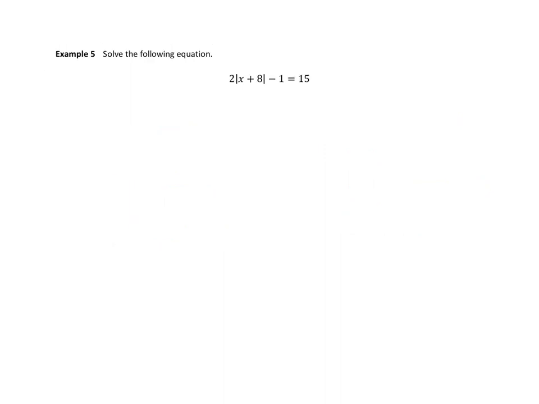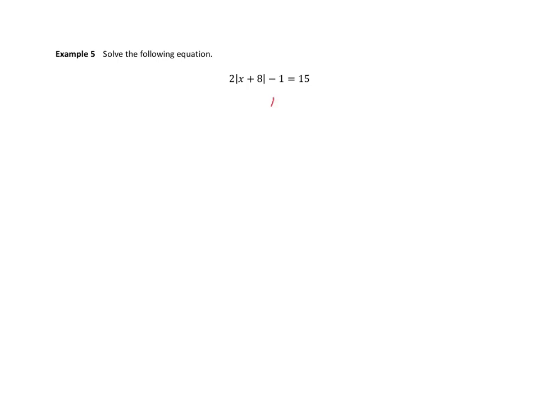So let's look at one more. I want to solve this equation, 2 times the absolute value of x plus 8, then minus 1 is equal to 15. For this question, ultimately, we want the absolute value part by itself. We can't start by setting up two equations because this thing is not isolated. What we need to do first is get rid of this negative 1 and also this 2 that's in front of the absolute value. So we have a couple of setup steps.